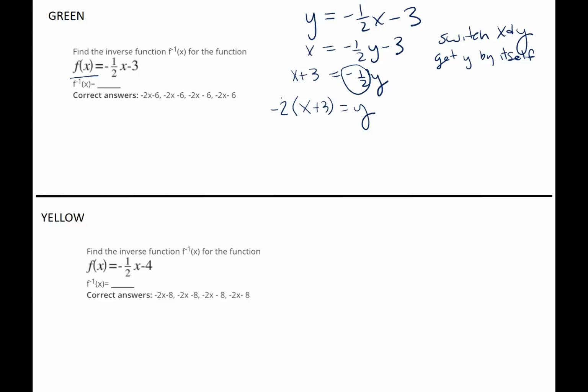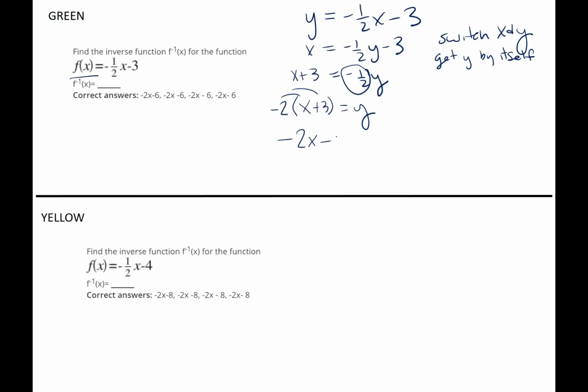Okay, and then you could have distributed that in: negative 2x minus 6 equals y. And I had it already typed there for you. The f inverse of x equals negative 2x minus 6. You could have written it backwards. That's also okay. And again, try not to put spaces in anything. It'll grade it better. Okay.